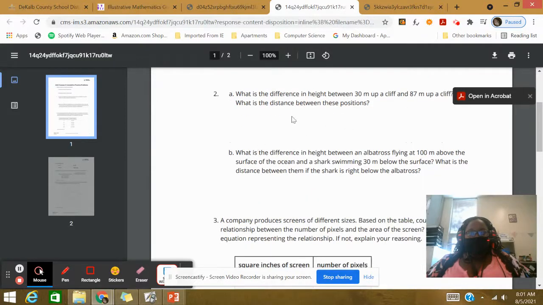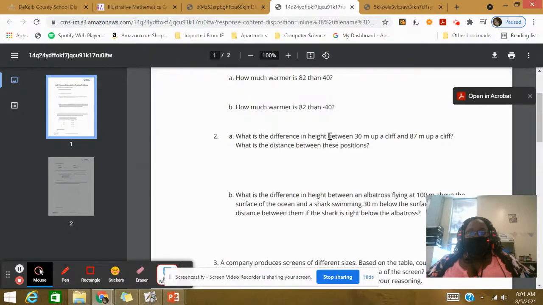Question 2, guys, is very similar to the lessons we've been doing all week. It asks us, what is the difference in height between 30 meters up a cliff and 87 meters up a cliff? Remember that difference means that you're going to subtract. So anytime you see this word here, difference, you should be subtracting. And distance here means that you're going to take the absolute value. So what is the distance between these two positions? You will take the absolute value. So you're doing the same thing that you did for question 1, except this time we're going to take the absolute value, which means your answer will have to be positive.